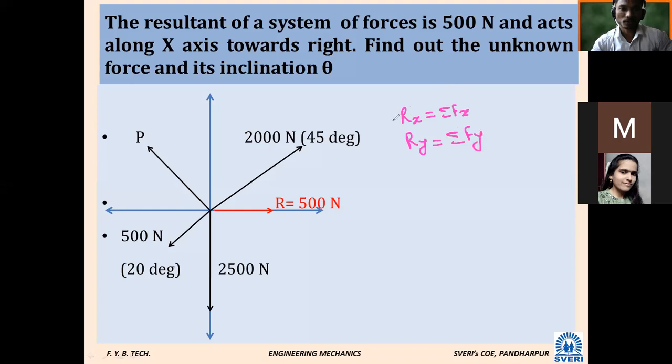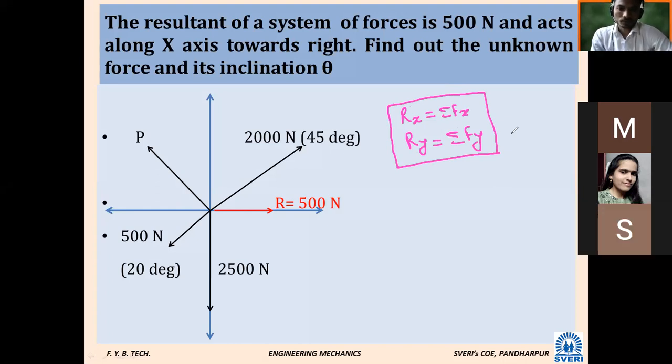Like these two formulas we should apply to solve this. What does it mean by Rx? Rx means X component of resultant R. Very good. What is the value of resultant given in this problem? 500 Newton. And how many forces are there? 1, 2, 3, 4 forces are there. Out of that, 3 forces are given and 1 force is unknown. So this example we have seen last time.